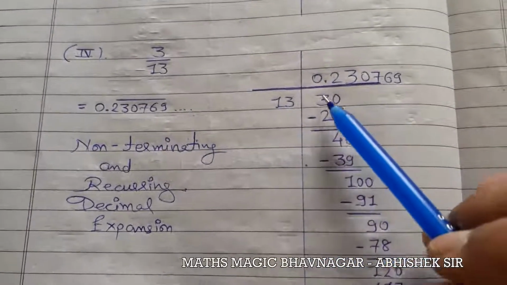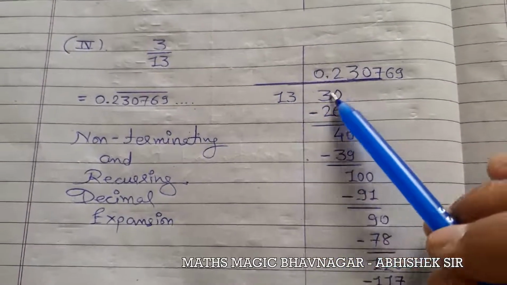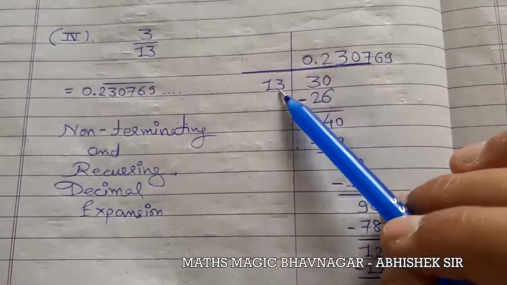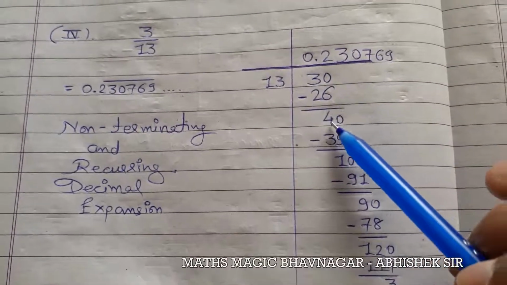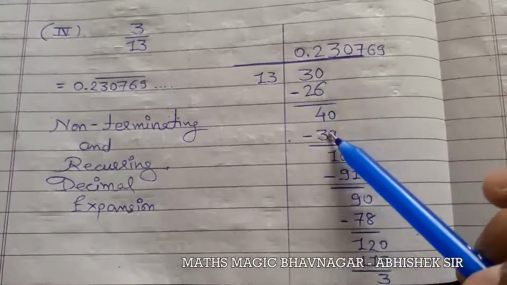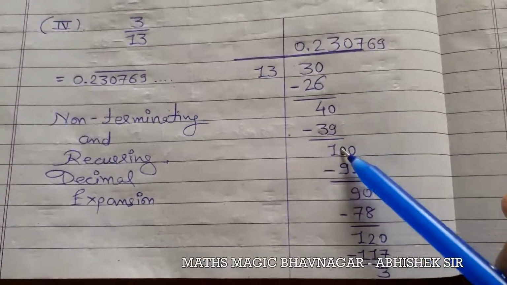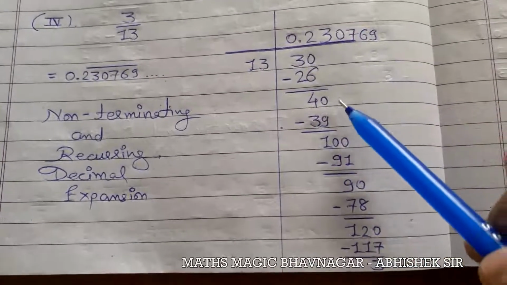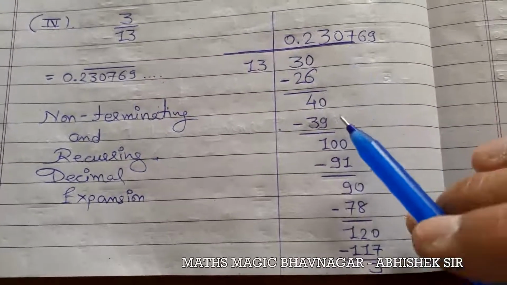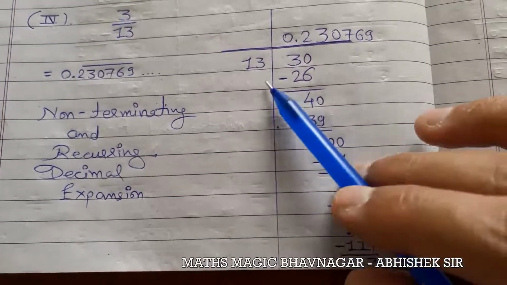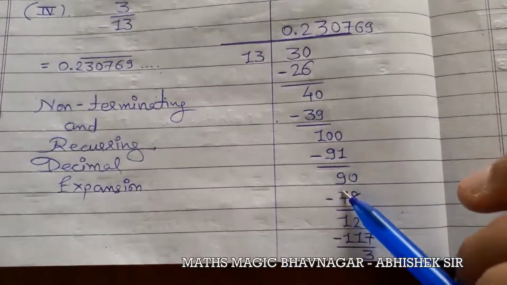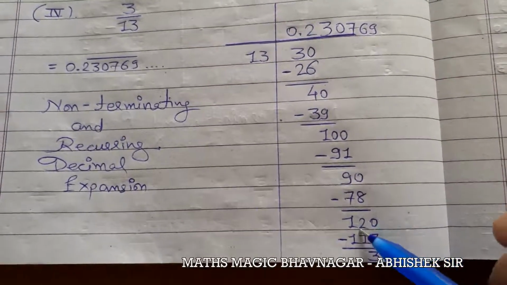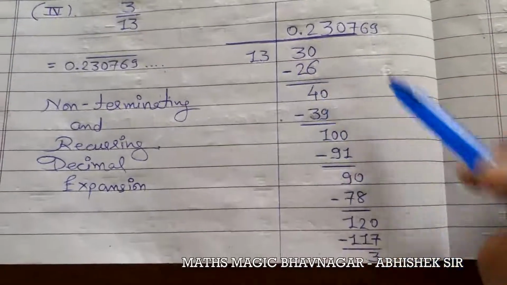Question number 4 is 3 by 13. When we do the long division of 3 by 13, 3 is less than 13, so we put 0 here and put the point. 13 2s are 26, 30 minus 26 is 4. We take 0. 13 3s are 39, 40 minus 39 is 1. Take 0. 13 0s are 0. So again we take 0. 13 7s are 91, 100 minus 91 is 9. We take 0. 13 6s are 78, 90 minus 78 is 12. We take 0. 13 9s are 117.